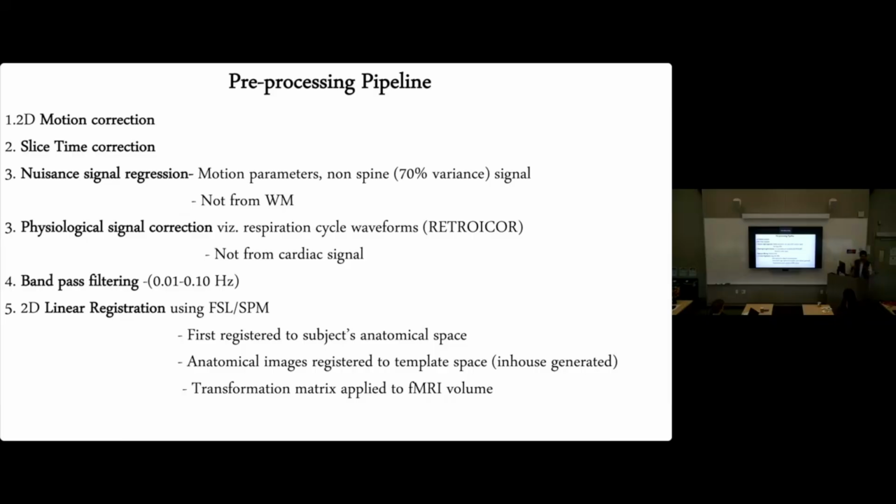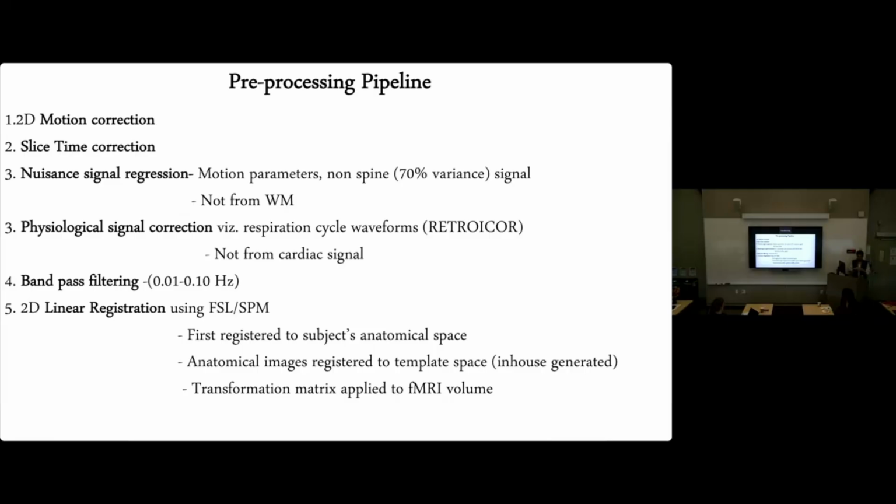We do physiological signal correction using RETROICOR, but we don't do the cardiac signal correction, assuming that the cardiac signal has a much higher frequency in the case of animal studies. And we do bandpass filtering, which is in the normal frequency range that we use in humans. We do 2D linear registration.